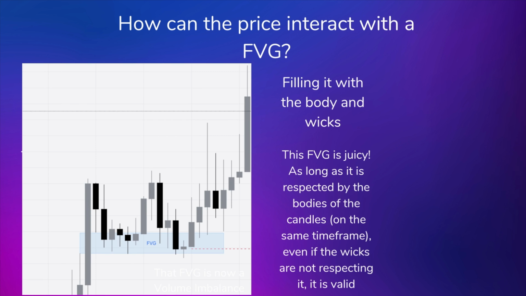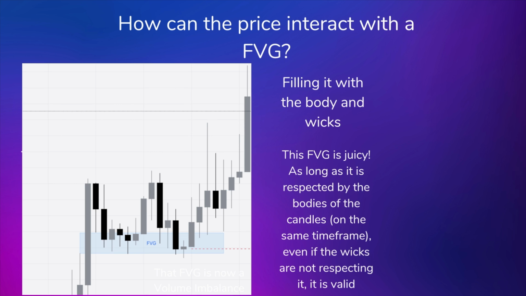And to give you an example, I want to show you this here. This is a fair value gap on the 1 hour time frame. We have several candles touching upon it, and only the wicks, actually only one wick, has formed and went a little bit lower than that fair value gap.